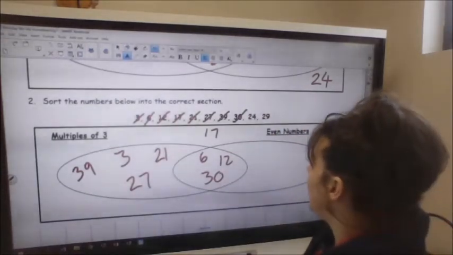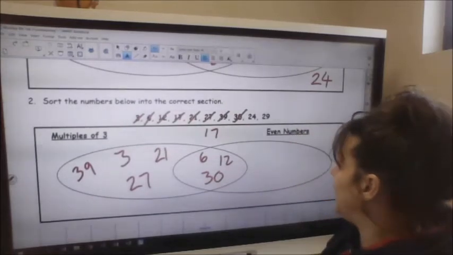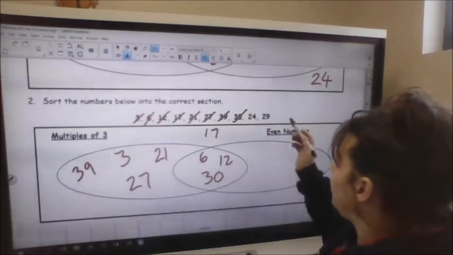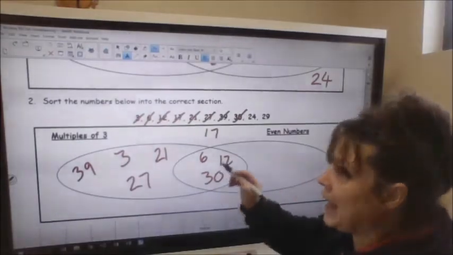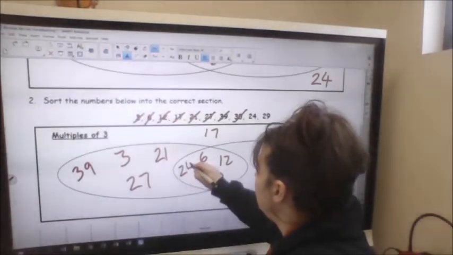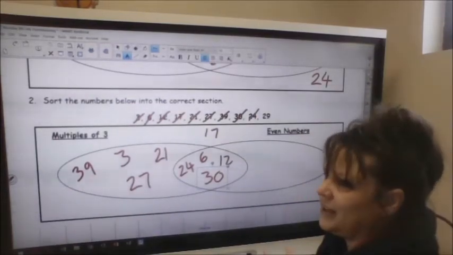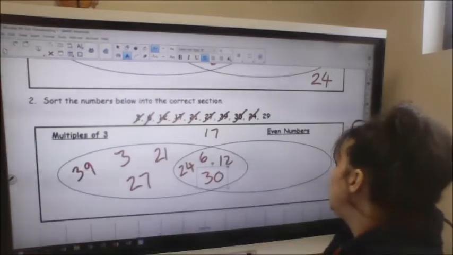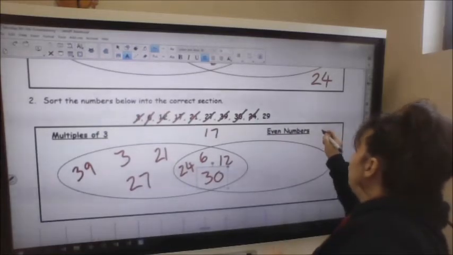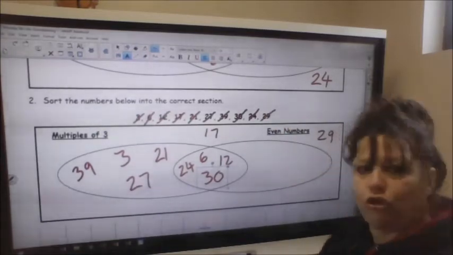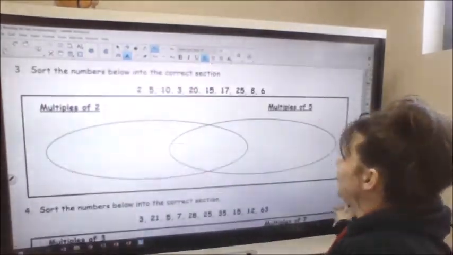Okay, 24. 8 fours are 24. So that will go, it's an even number and a multiple of 3, so it goes in here. And then we've got 29. Well, that doesn't appear in the 3 times table. It's not an even number either. So that will go around the outside. So 29 goes there, and that's what you should have. Okay, good luck if you got that. Let's have a little look then.